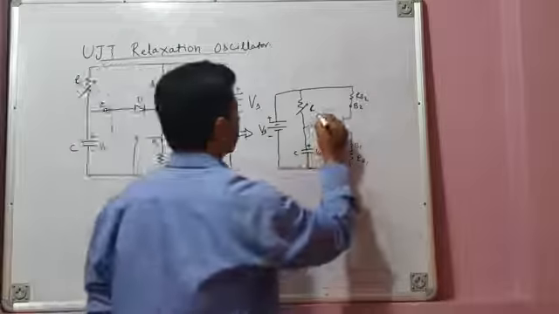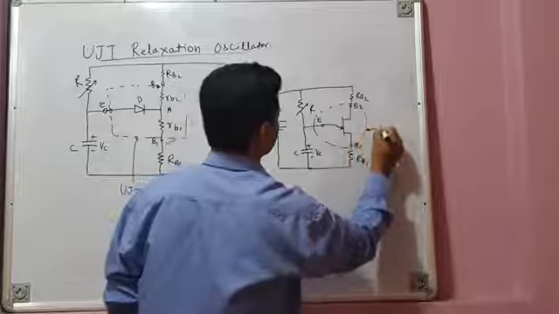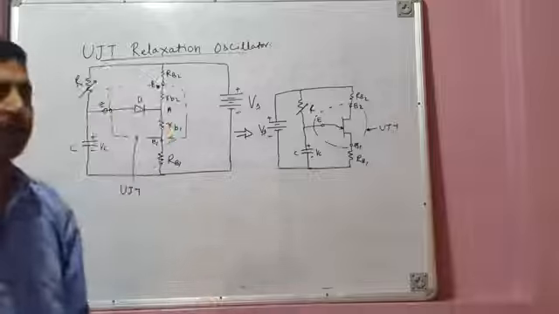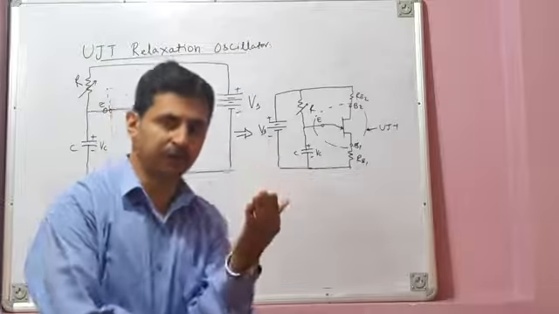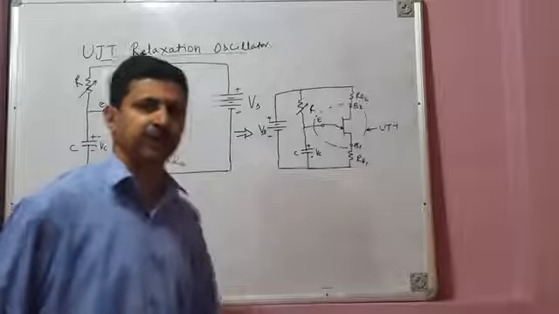What is this? This is your UJT, within the circle I will show. And these are the external circuit elements to make it work as a relaxation oscillator. Let us see how it works as a relaxation oscillator and how it generates the firing pulses for the triggering of thyristor.